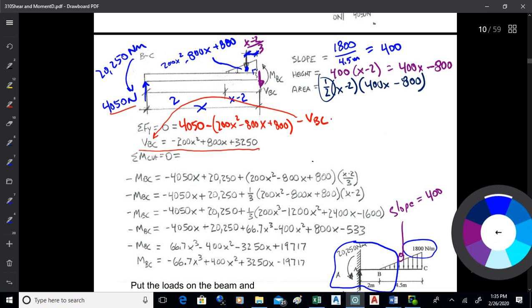What do we got for this other one? I've got 4050, and I won't bother with the units here. I'm going to multiply that by the moment arm, which is x. And then I look at that, and that will come around clockwise, so that's going to get a negative sign. So that'll be negative 4050x.